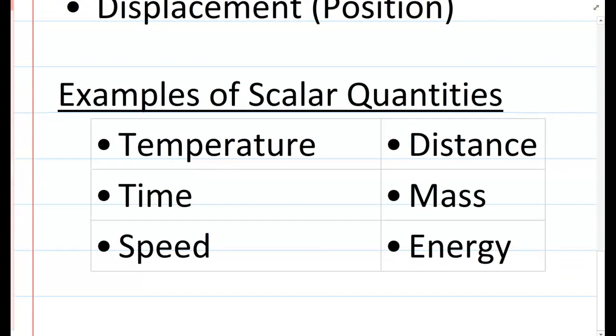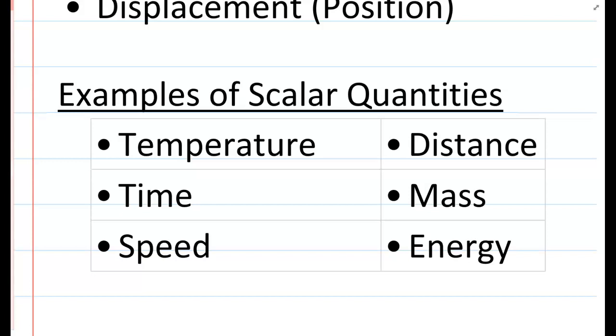Like temperature. Temperature is a scalar quantity. While temperature can increase or decrease, you can have a hot day and say, boy, the temperature's going up. When you say temperature is going up, you don't mean up into the sky. You mean it's increasing. So temperature doesn't point left. It doesn't point right. It doesn't point down. It doesn't point west. It doesn't point east. It doesn't have a direction associated with it.